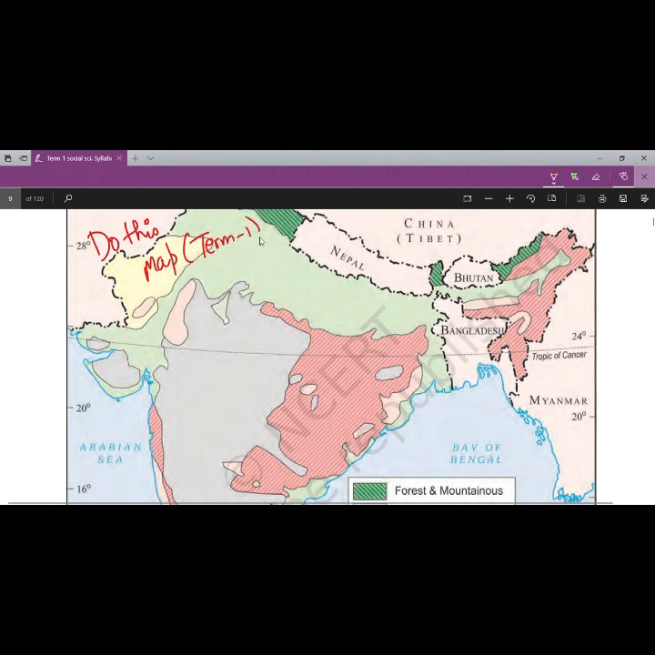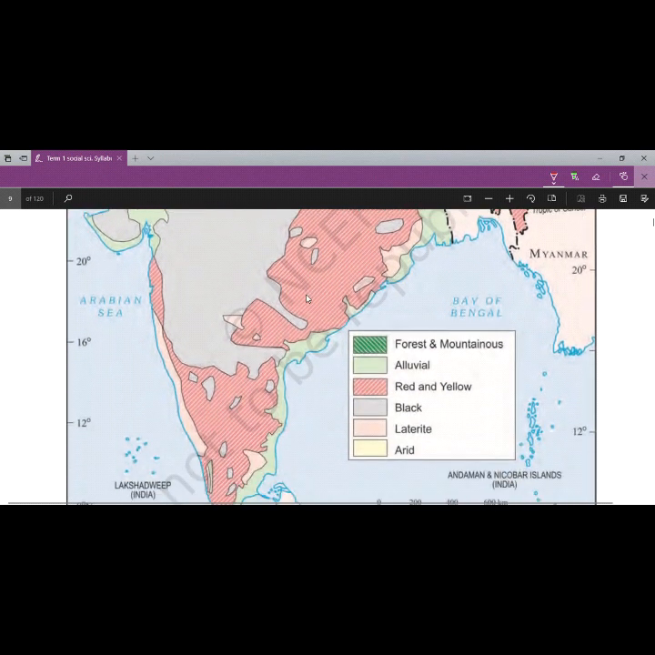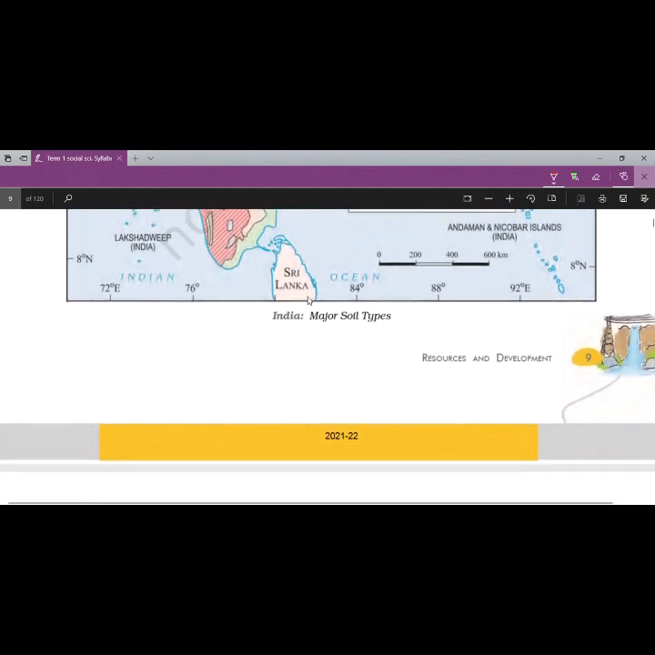Term 1. From this chapter you have to do only this map, types of soils. Okay, I hope you have. And back questions also you have to memorize.